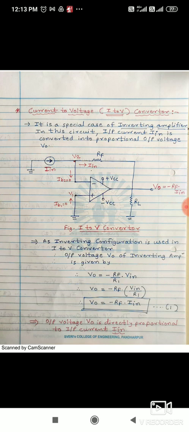We got the relation by using the inverting configuration, because the circuit is now in the mode of inverting configuration. So the output voltage of inverting configuration is given as V0 is equal to minus Rf by R1 into Vin. Vin divided by R1 is nothing but Iin. So we got the relation, that is output voltage V0 is equal to minus Rf into Iin. So if you change the value of Iin, then you can get the respective output here.